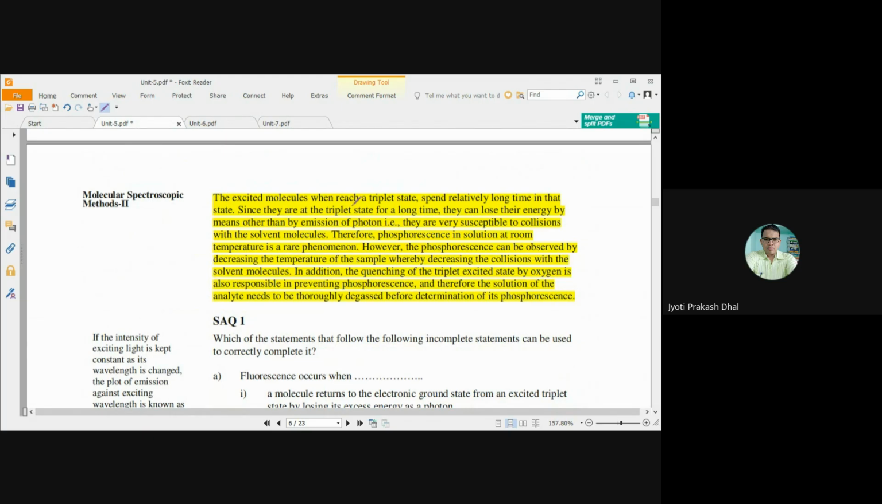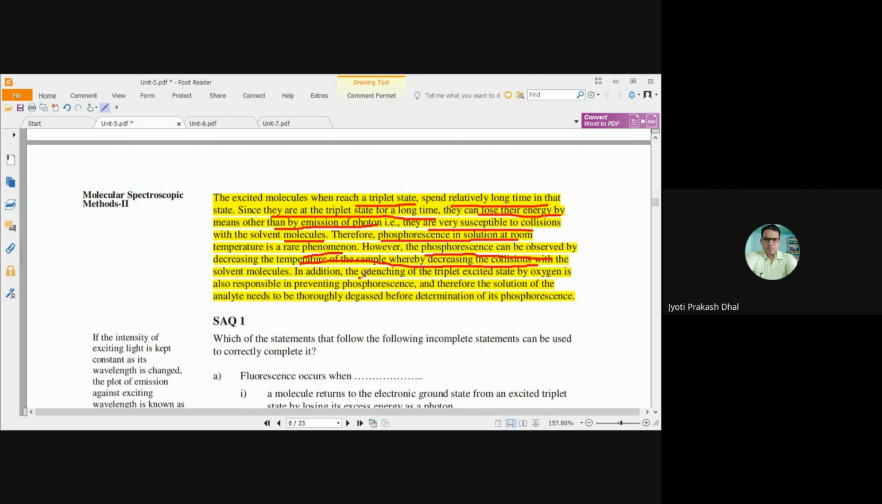So the excited molecule, when it reaches a triplet state, spends a relatively long time in the state. Since they are in the triplet state for a long time, they can lose their energy by means other than emission of a photon. They are very susceptible to collision with the solvent molecules. Therefore, phosphorescence in solution at room temperature is a rare phenomenon. However, phosphorescence can be observed by decreasing the temperature of the sample, thereby decreasing the collision with the solvent molecules.